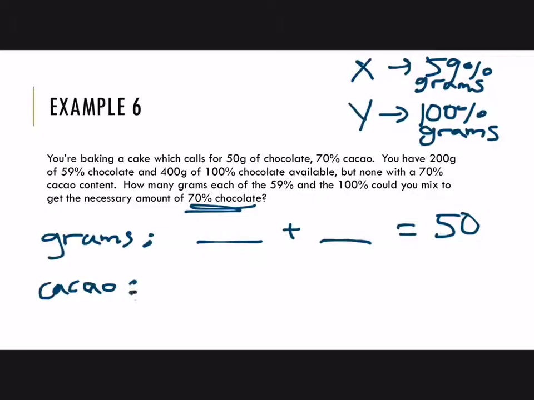Alright, well, let's start with the grams. So these are the two unknowns, and I have some extra information here. I have 200 grams available of the 59% chocolate, and 400 of the other one. So basically, I have more than enough of either type available. I just need to get the correct combination. So this is extraneous information.